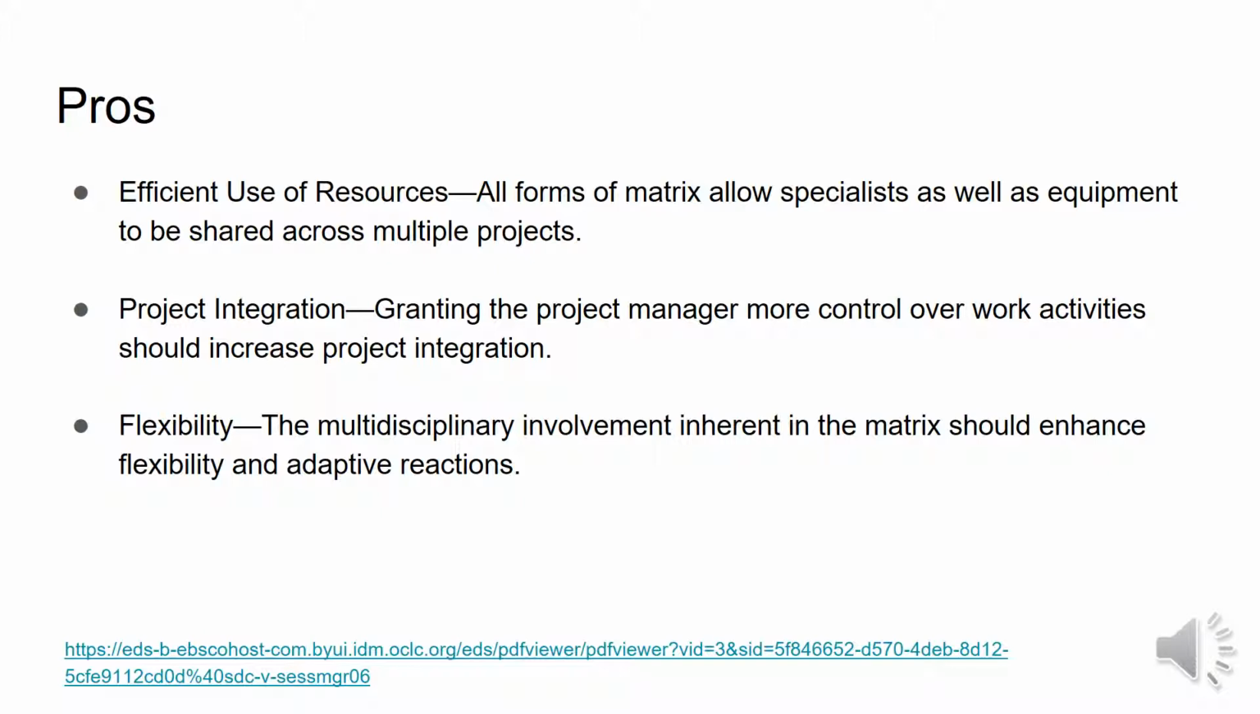Now the first one that we have listed here is efficient use of resources. This says that all forms of matrix allow specialists as well as equipment to be shared across multiple projects. So if Jack is working on a project and Jane is working on a different project, you can use all of your resources on both projects. They can be shared. There's no delegating everything to one project and then all of your resources to another project, doing them one at a time. With matrix organization, you're able to have multiple projects working at the same time with your resources shared across all of them, which is very beneficial.